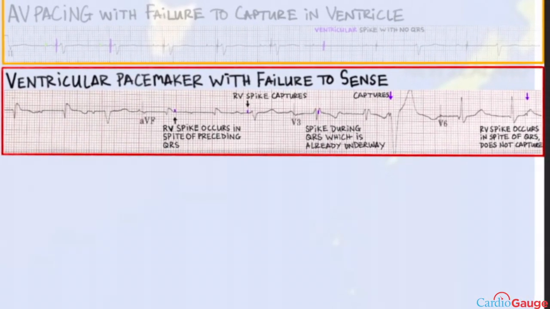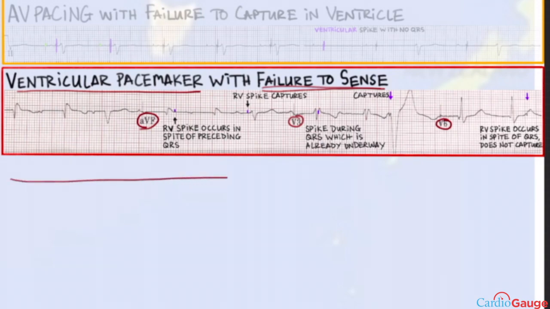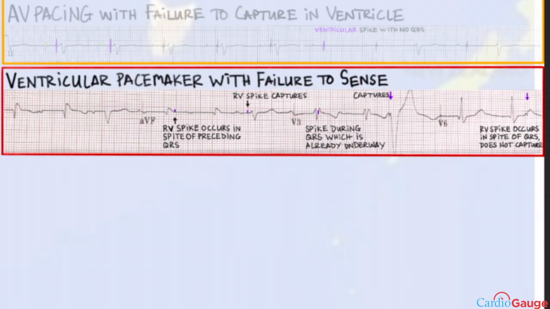Here's our last item: ventricular pacemaker with failure to sense. This strip is a little confusing because it's got multiple leads. So these morphologies are all changing because the lead's changing throughout the strip. So let's start here for this.